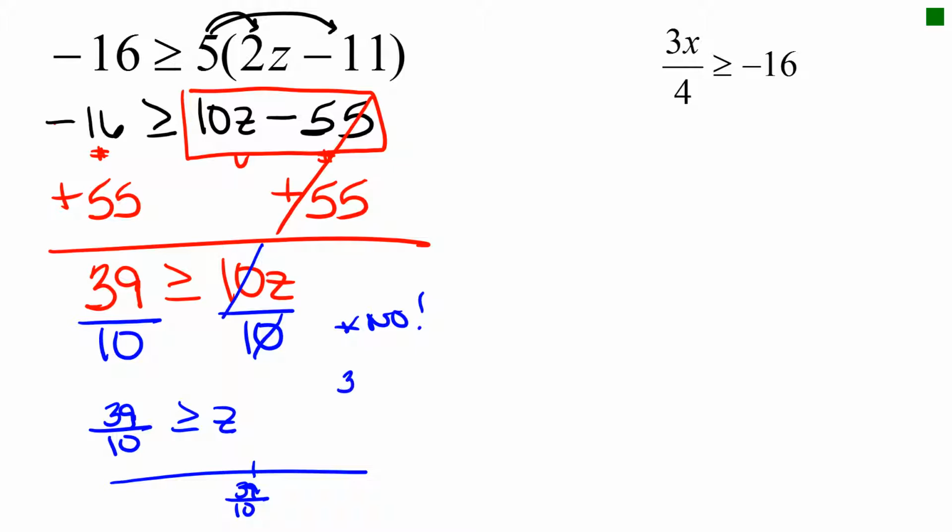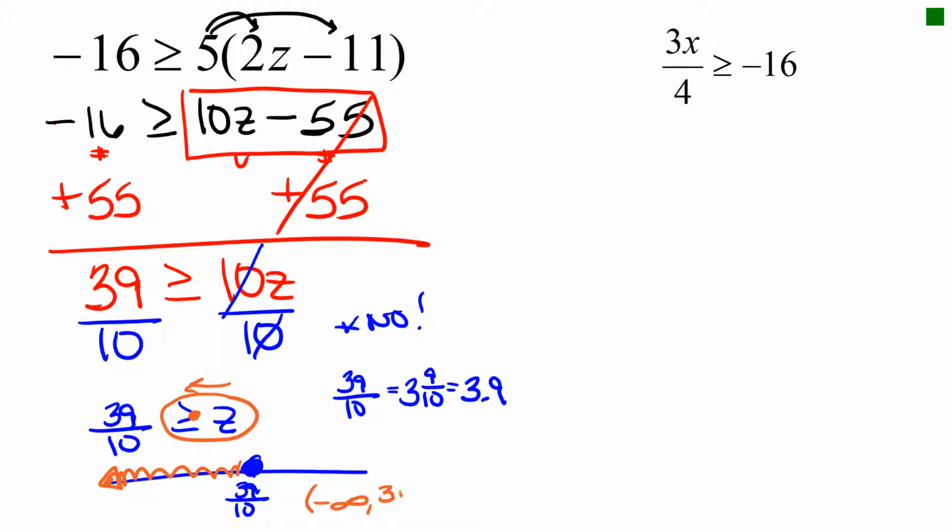Now, a little piece of secrets here. 39 over 10 is the same as 3 and 9/10, which is the same as 3.9. Any of those would work there, okay? I'm going to have a closed circle because it's included. Now, this is where I've got to be careful. I read from the z, so I'm reading this way. Z has the little point. That means I want the numbers less than the given number. So my interval is going to be negative infinity to 39 over 10, which is included.